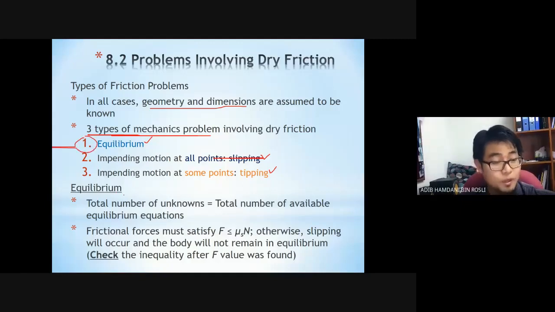For equilibrium, the total number of unknowns and the total number of available equilibrium equations are the same. Later on, when you solve them, you will see that your frictional force F must satisfy being lower than mu S N. Why is it so? Because if F is more than mu S N, it means it's not in equilibrium anymore. It starts to move.